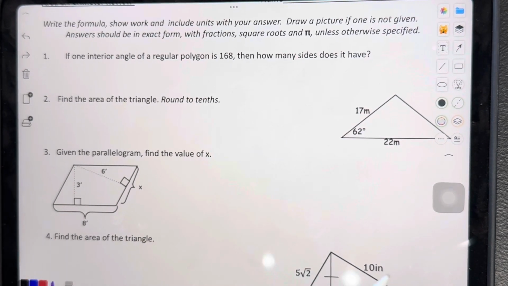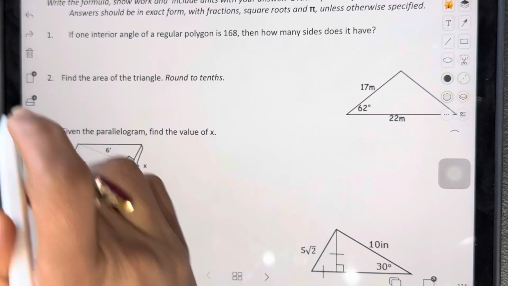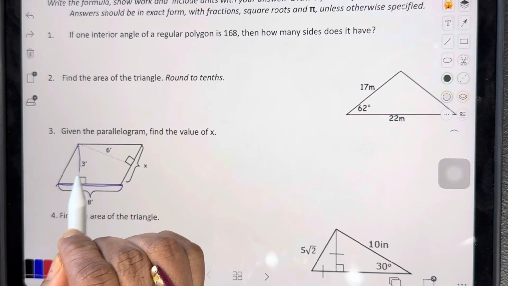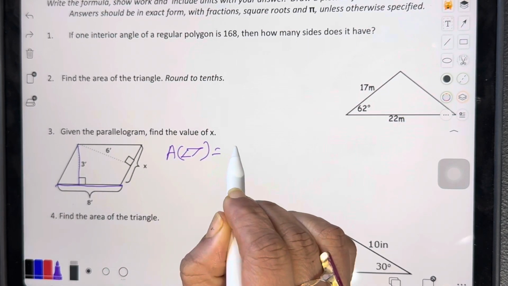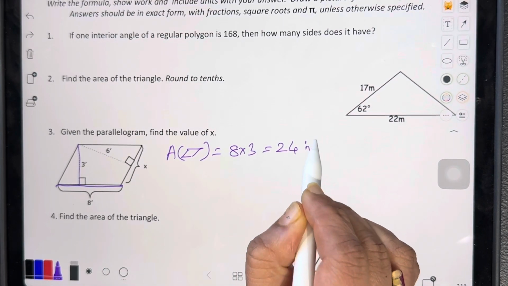Moving on. Question number 3 is again a very easy question. Question number 3 is like area of a parallelogram. If I take this as the base, then this will be the height. Area of the parallelogram will be base times height, 8 times 3, which is 24 inches square.